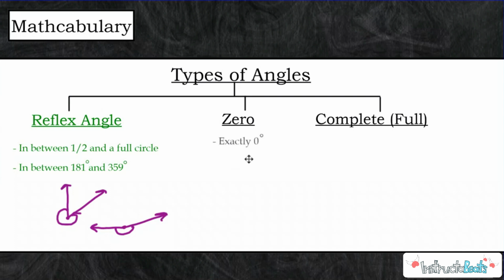The other 2 are very easy, exactly 0 degrees. So if there's no space between them. And then a complete or full, right, would be a full circle, exactly 360 degrees, right? And so these are kind of the 3 other types of angles that we deal with, not as much, but we want to make sure we touch on those as well.